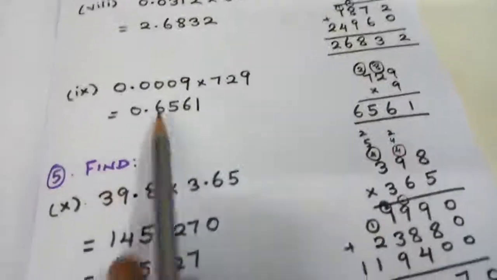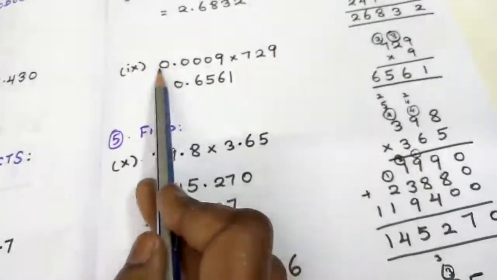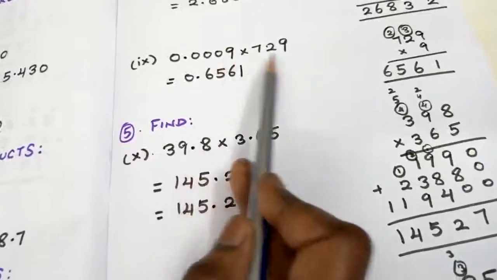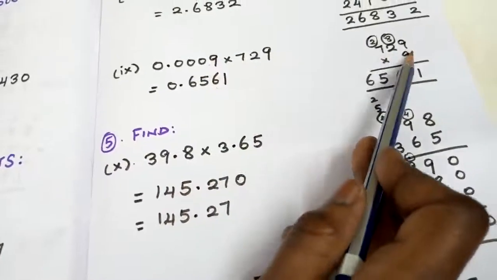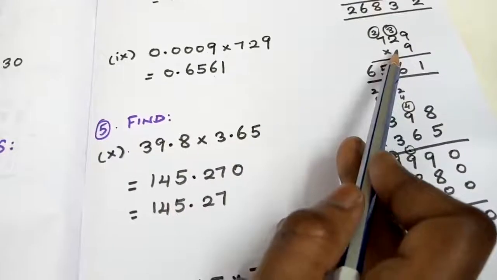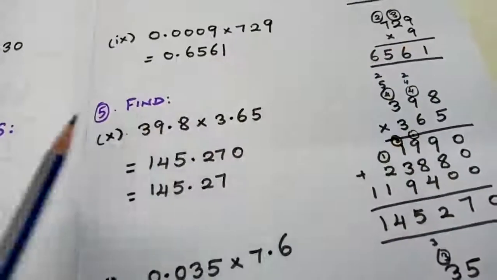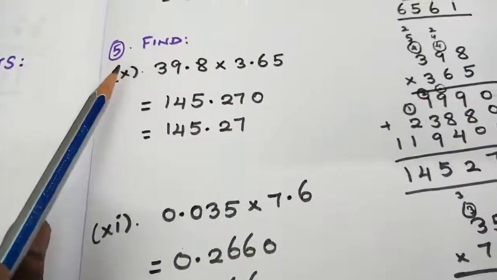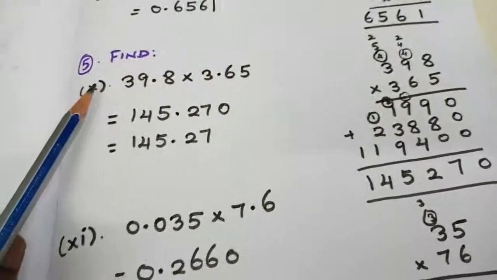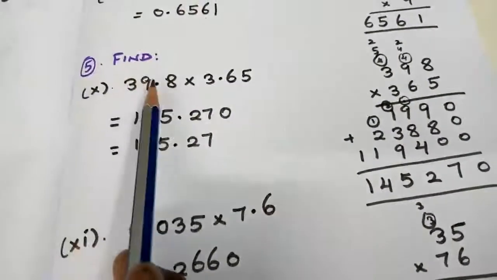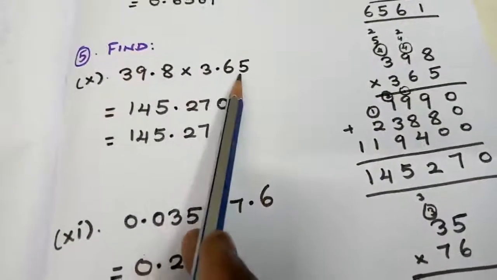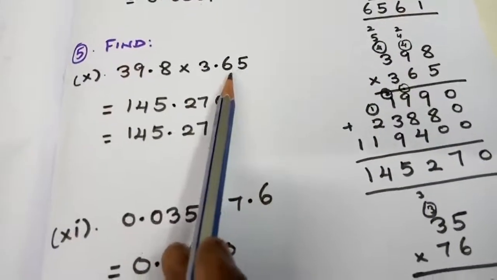Same way you are going to do the calculation for this sum. Before zeros, just leave it out, students. You are going to go to your rough work, 729 into 9, leave the decimal point and do the calculation. Coming to the fifth question, the speciality of the fifth question is that both the numbers have a decimal point. What to do in this case?